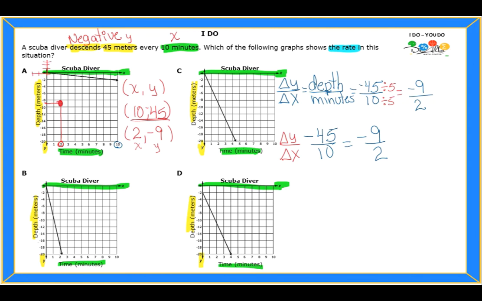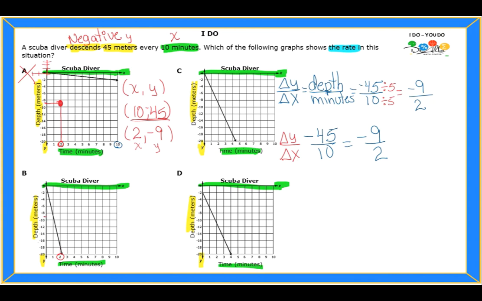And that point is not near my line. So it cannot be letter A. Okay? Let's go to B. So I'm going to do the same thing. I'm going to go 2 on x, which is right here. And I'm going to find negative 9. This is negative 2, negative 8. Negative 9 is somewhere over here.